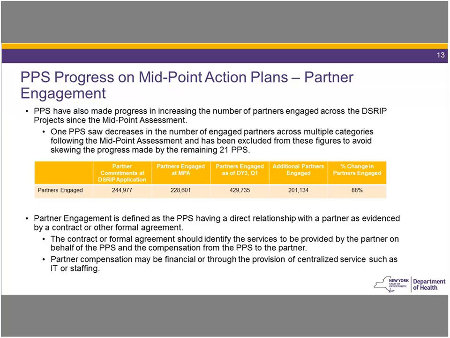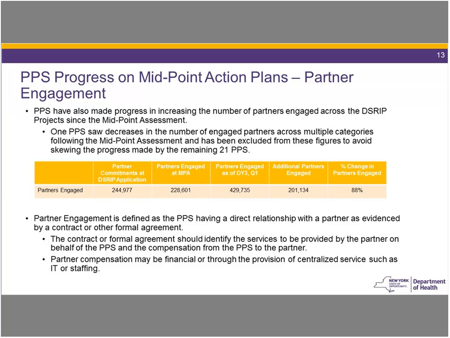The one thing to keep in mind, too, as we talk about partner engagement, is that around midpoint we also provided some clarification to the PPSs on what partner engagement meant, and helped them to refine how they viewed the partner engagement figures that they reported. We've defined partner engagement as a direct relationship between the PPS and the partner. So it doesn't account for a PPS engaging a partner and then that partner engaging multiple partners, a second-tier engagement. It truly is the direct PPS-to-partner engagement, and that engagement had to be evidenced through either a contract or other formal agreement between the two organizations.